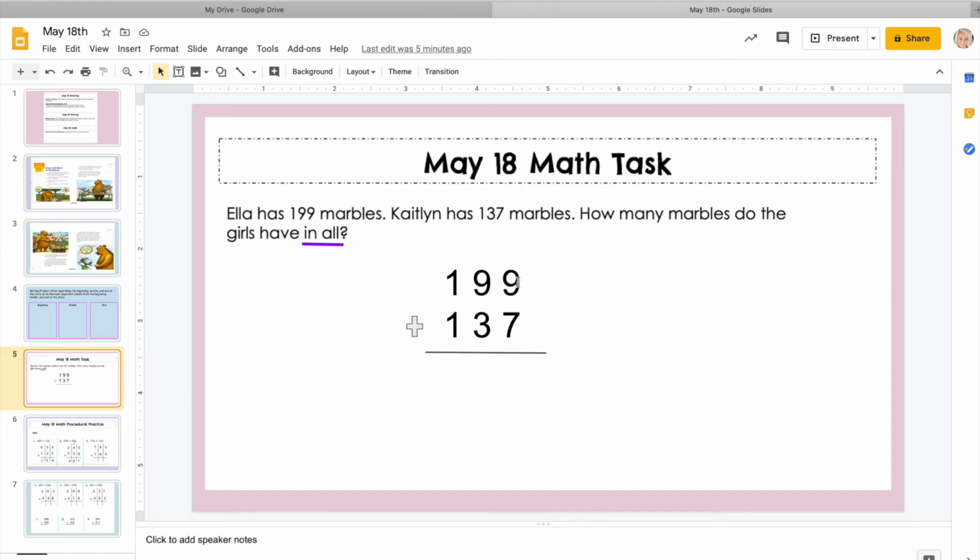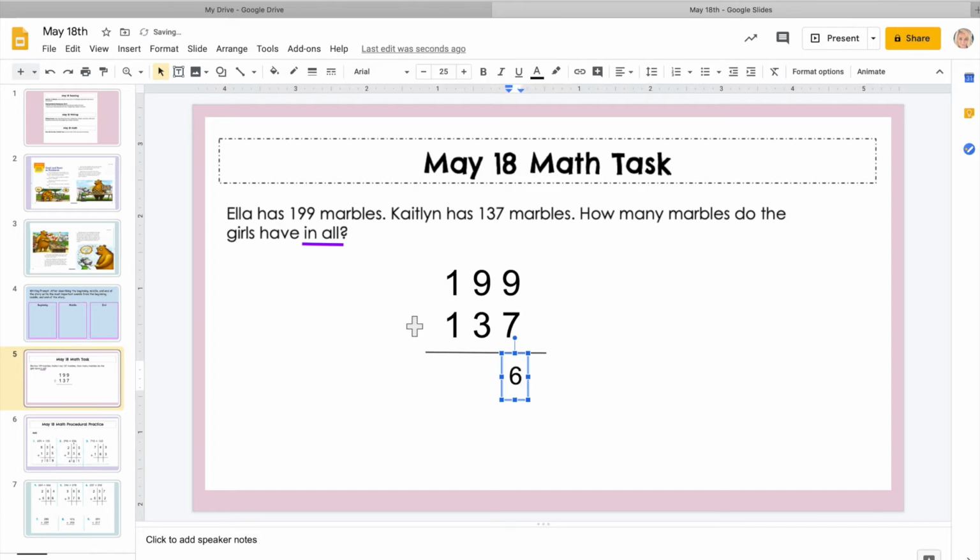Starting with the ones column, we have 9 plus 7. We know that 9 plus 7 is 16. Because that is 10 or more, we are going to need to regroup. So we're going to bring our ones down, and then we're going to carry those 10 ones and trade it out for the tens, regrouping the 1 over into the tens column.